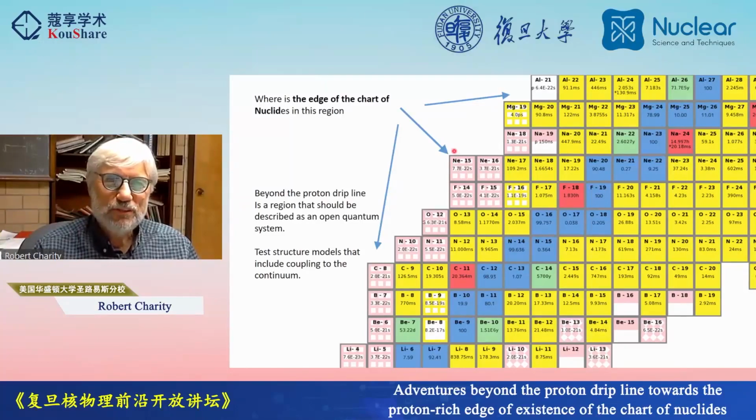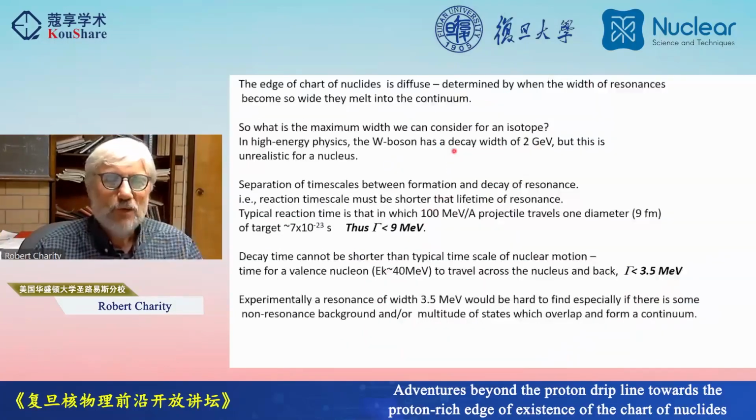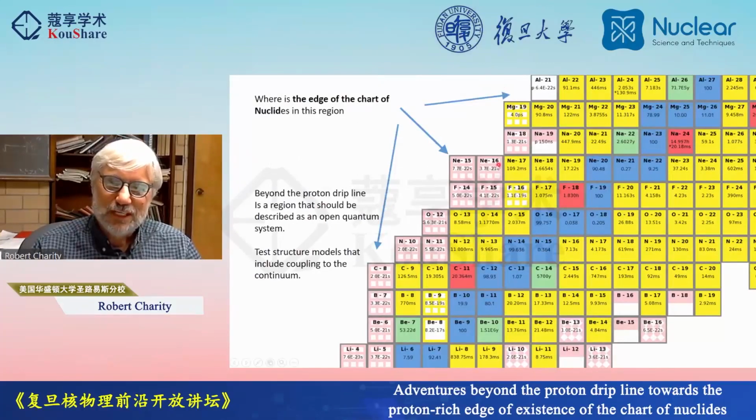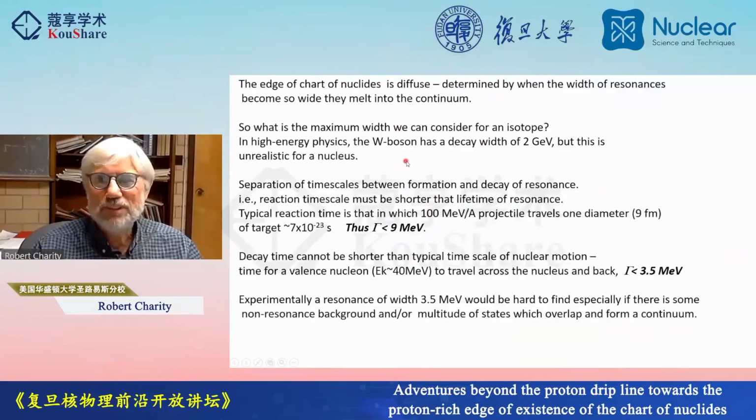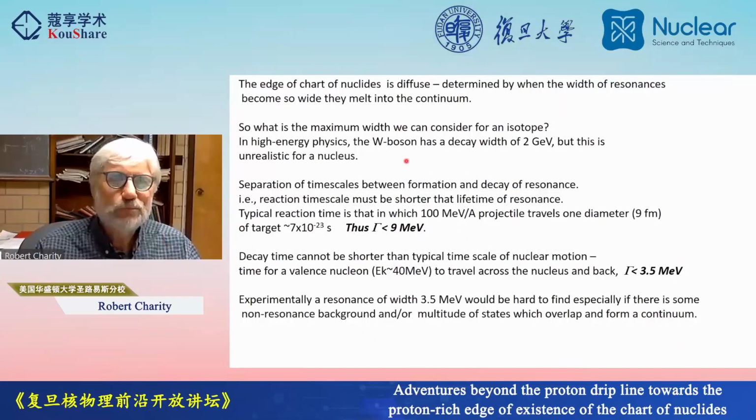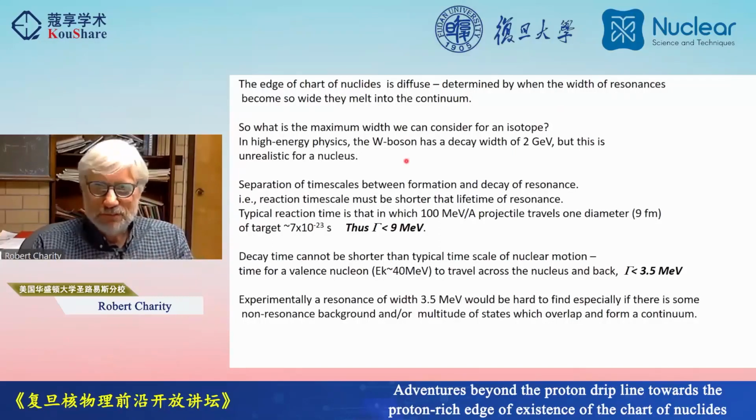So where would you think the edge of the chart of nuclides is? Well, actually, I would say the edge of the chart is somewhat diffuse and may depend on how you define a nucleus. But basically, as you move left here, the widths of these isotopes, or we call them resonances if they're beyond the drip lines, increase, and eventually they just become so big that these states just sort of melt into the continuum. So what's the maximum width we can consider for a resonance or an isotope? It's interesting, in high energy physics, they have some very large widths, like the W boson has a width of 2 GeV, but such values are just totally unreasonable for a nucleus.